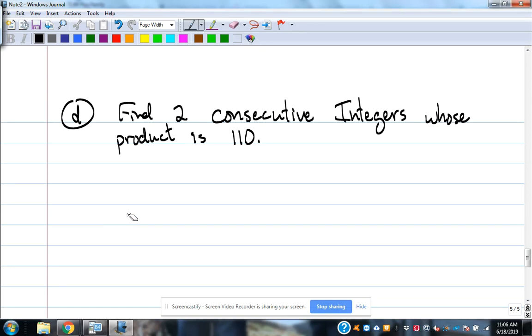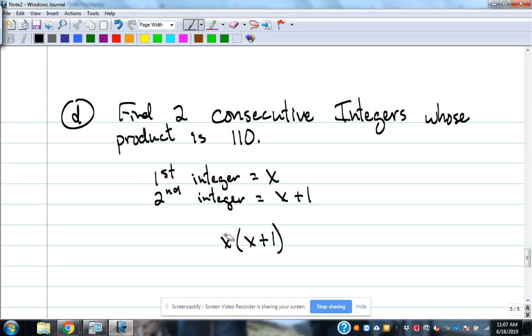All right. Now, the way that we set up the problem for this is we let the first integer be x. So the first one's going to be x. The second one is always x plus 1. So if the first one was 8, to get 9, you go 8 plus 1 is 9, right? If the first one's -3, to get the second one, you say -3 plus 1, get -2. That's how consecutive integers work, okay? So the first one's going to be x. The second one's going to be x plus 1. We don't know what 2 integers have a product of 110. So we set up this problem. First integer times second integer equals 110.